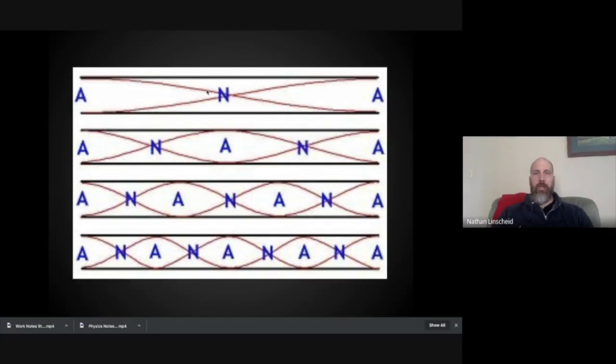For a string, it's the opposite. Because both ends of the string have to be nodes, you have one antinode. Here we have an antinode at the end and an antinode at the other end. Same thing if I start increasing the frequencies, I still always have antinodes at the ends of the tubes. Again, that's the opposite of strings.